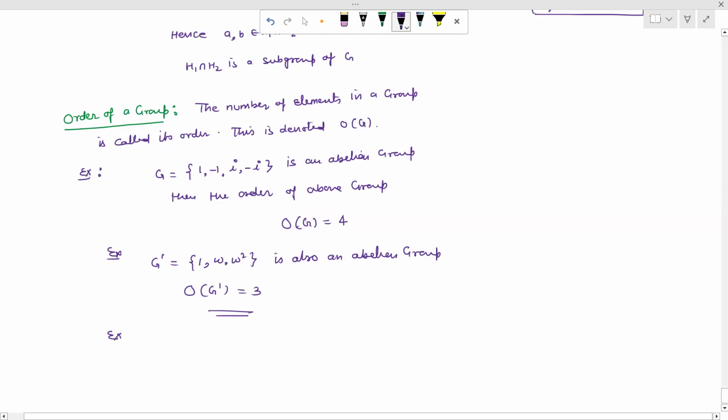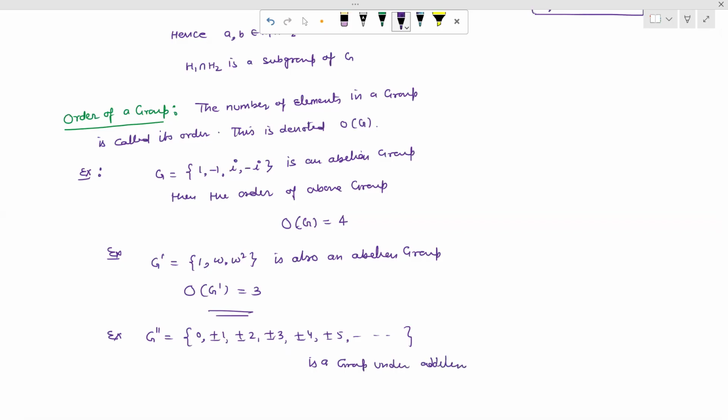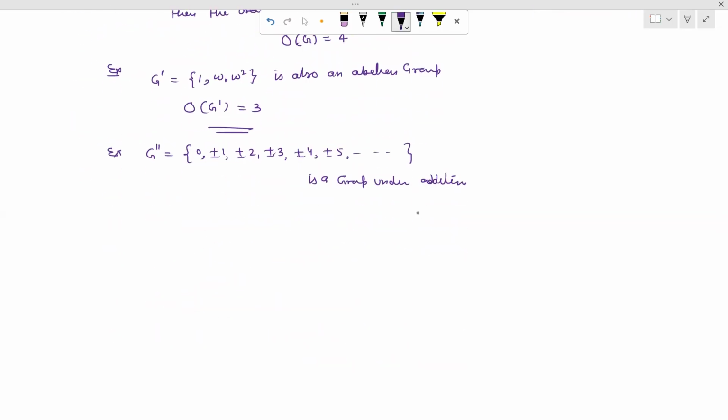Third example, we take G double dash. G double dash is equal to the set of integers under addition, an abelian group: plus minus 1, plus minus 2, plus minus 3, plus minus 4, plus minus 5, and so on. So what is the order of this group? The order of G double dash is infinity.